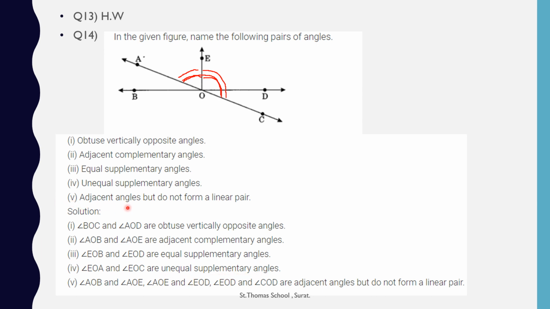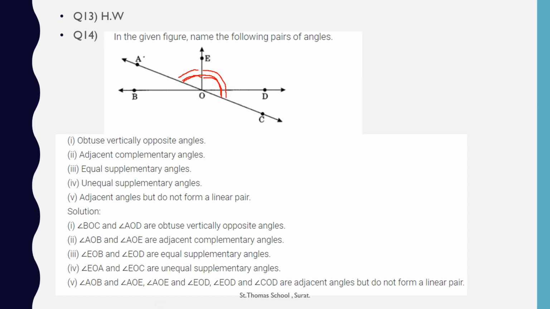Fifth one, adjacent angles but do not form a linear pair. Linear pair means the sum is 180 degrees, so here it should not be 180 degrees, but it should be adjacent angles. Okay. So more are there. You can write any 2, 3. First one we can write the same, AOB and AOE. The next one, AOE and EOD, because it is not 180 degrees. The next one, EOD and angle COD.